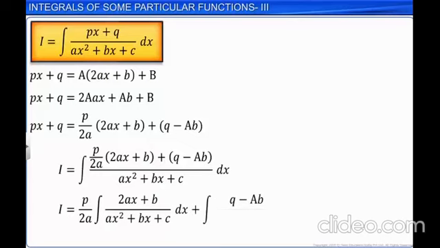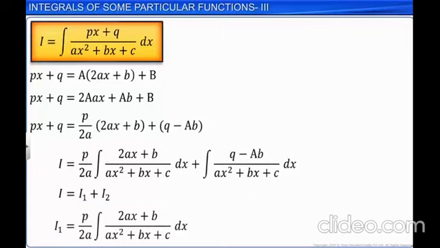Let the two integrals be I1 plus I2, where I1 is equal to p upon 2a into integral of 2ax plus b upon ax square plus bx plus c dx, while I2 is equal to q minus Ab into integral of 1 upon ax square plus bx plus c dx. Let us now integrate I1 and I2 one by one.